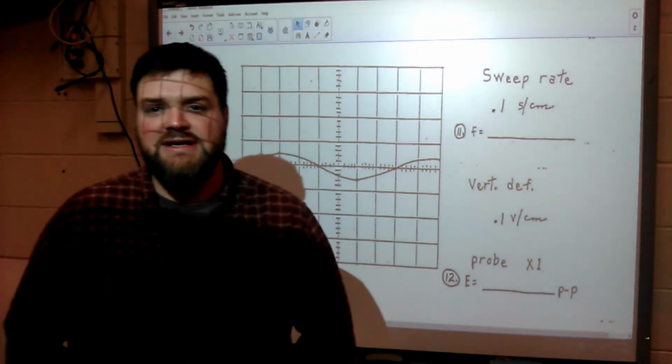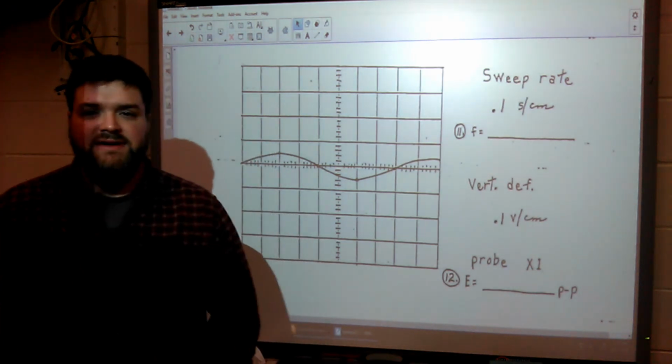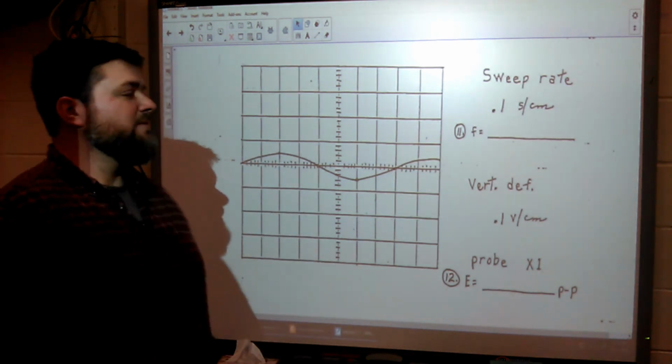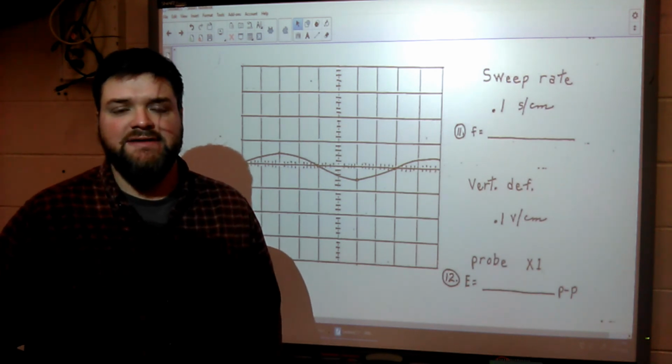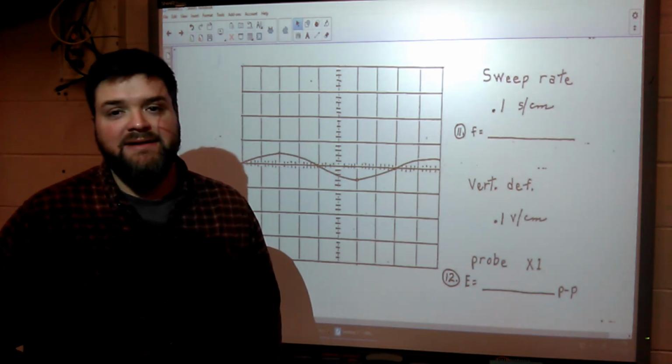So that's pretty much a quick run through of how to solve the AC oscilloscope worksheet. Again, if you have any questions on this worksheet, get a hold of me. So that way we can discuss it and get it figured out. That's what I'm here for.